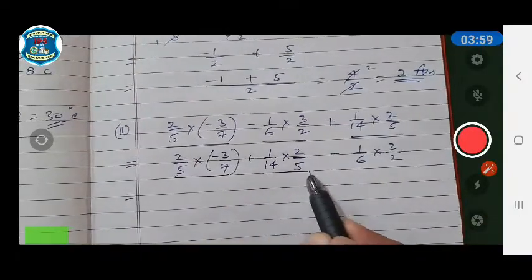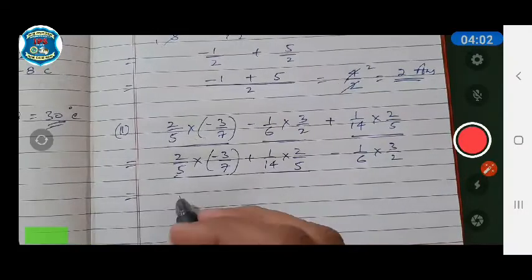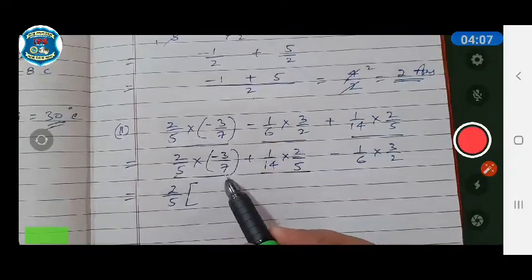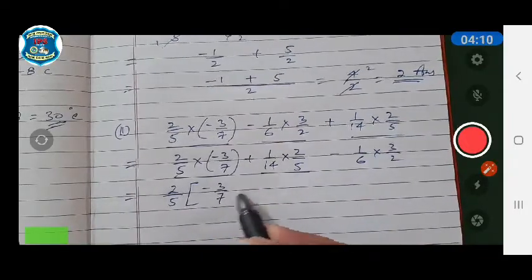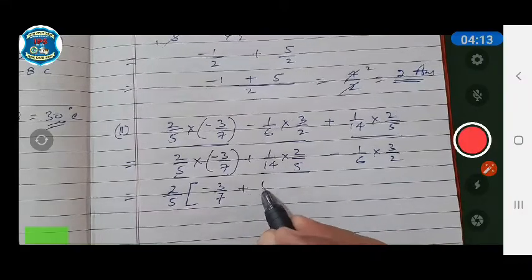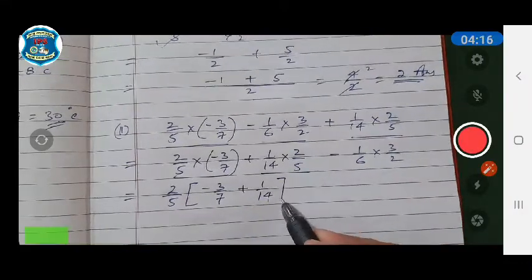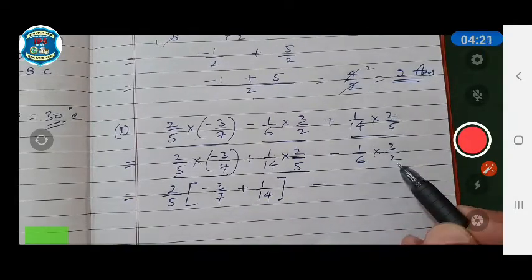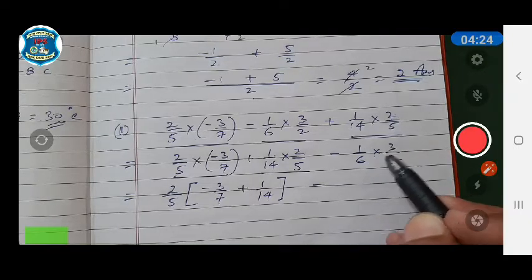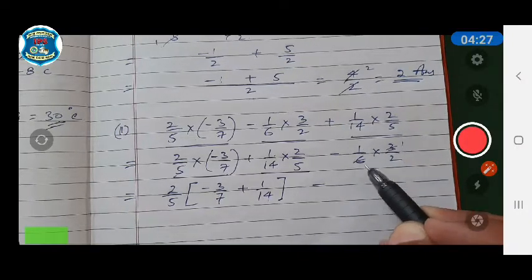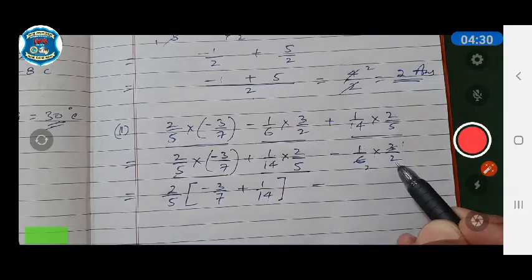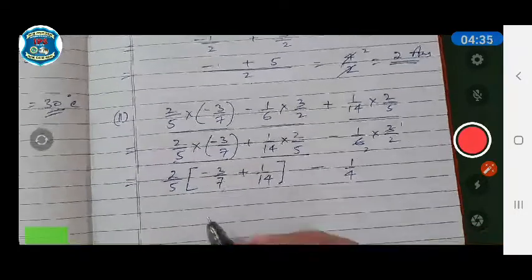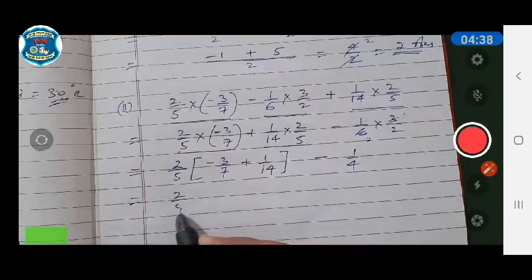In these two pairs, common is 2 upon 5. Let us take 2 upon 5 common. 2 upon 5 bracket start. It is minus 3 by 7 and it is plus 1 by 14. Right? Bracket close. Then it is minus 1 upon 6 multiply 3 by 2. See, this is multiplication, you can reduce it. 3, 6 can be reduced. 3 ones are 3, 3 twos are 6. 1 into 1 is 1 and 2 into 2 is 4. So it can be written as 1 upon 4. Right?